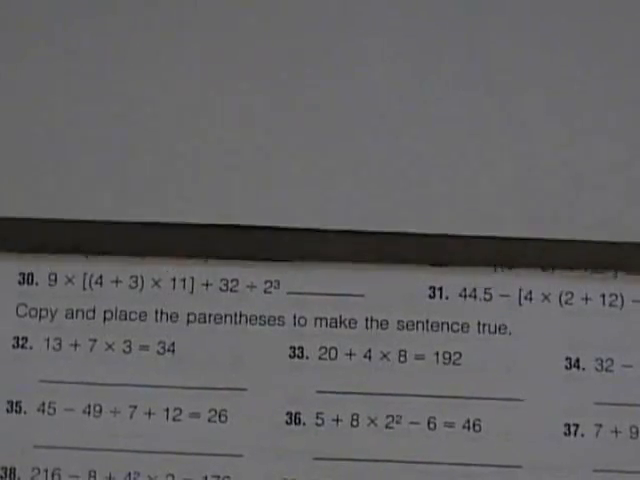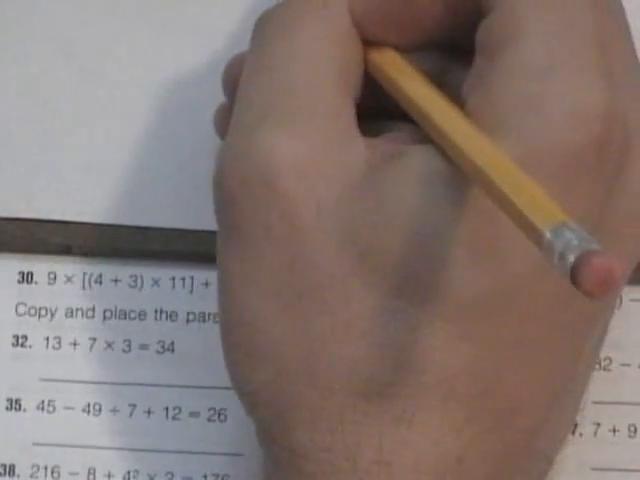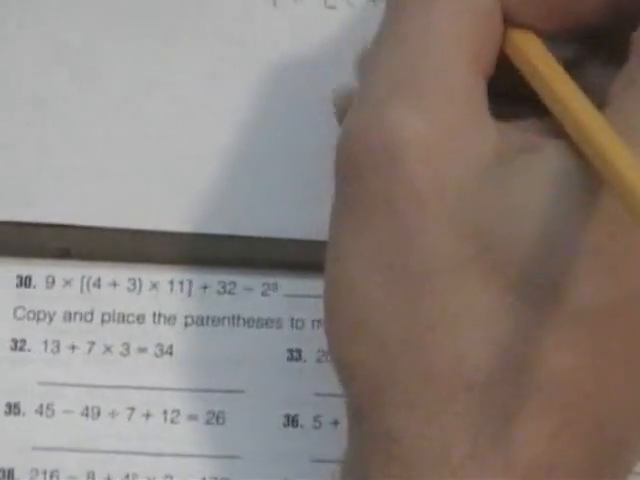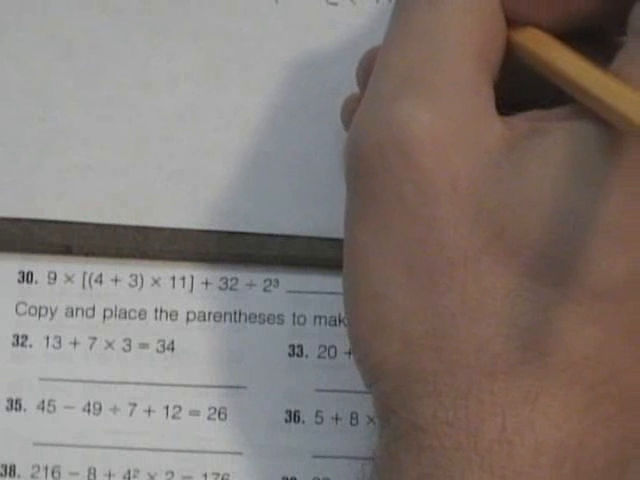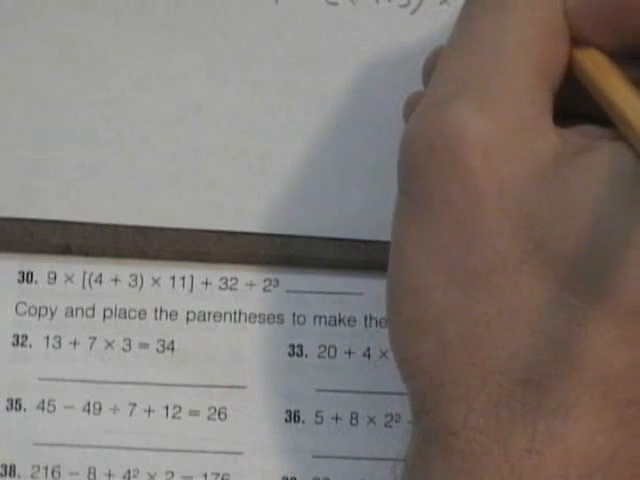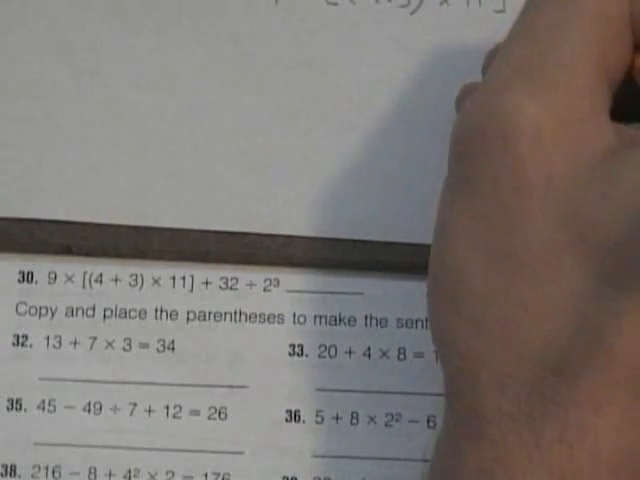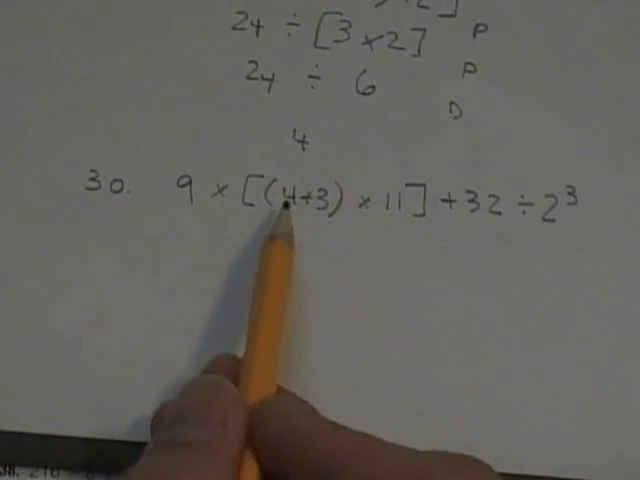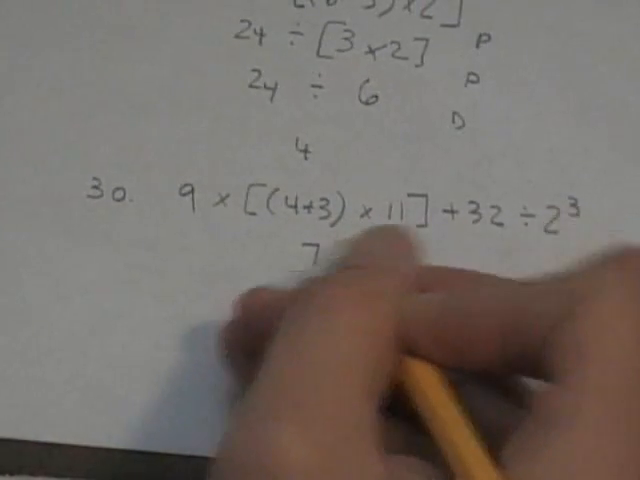And now, the fun one. I'm going to skip to number 30. I want you to try and get the answer before I can get to it though. 9 times, bracket, parentheses, 4 plus 3, times 11, plus 32 divided by 2 to the third. Looks like fun. Ready? First thing is parentheses. So we're going to look at the parentheses first. 4 plus 3. Well, that's 7.